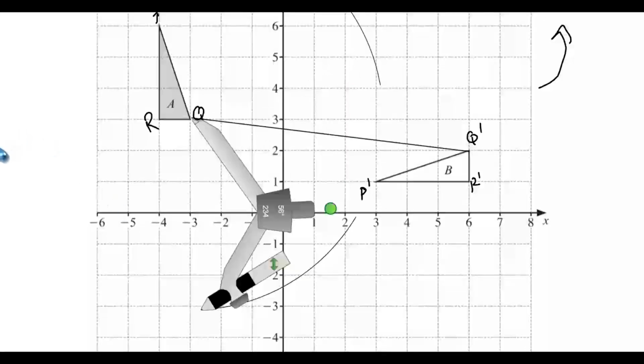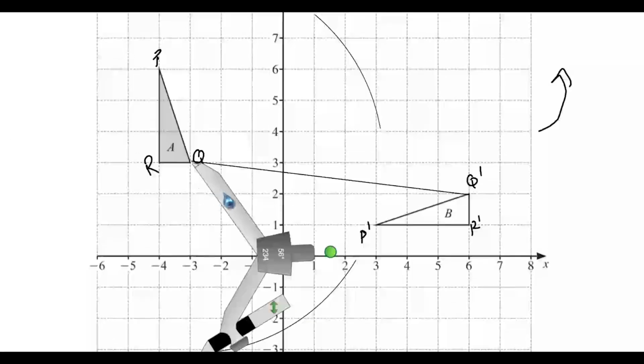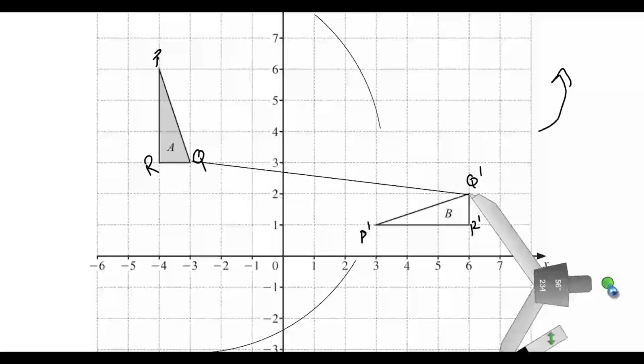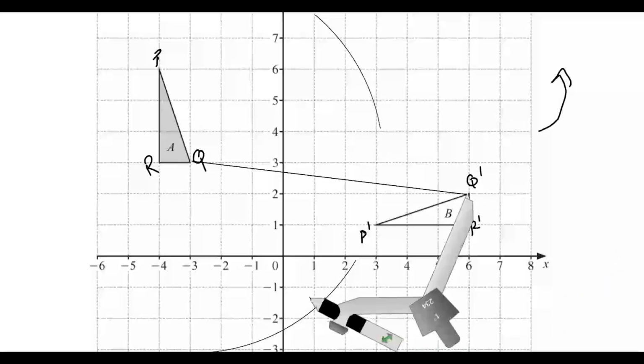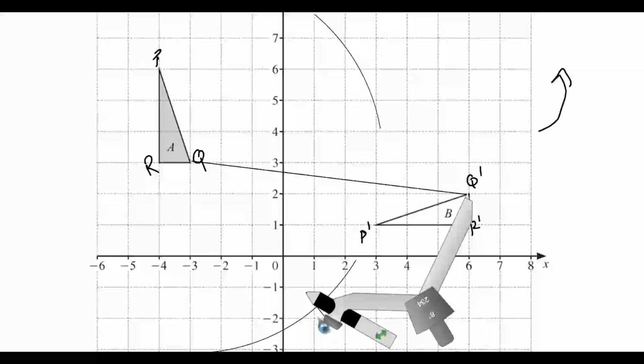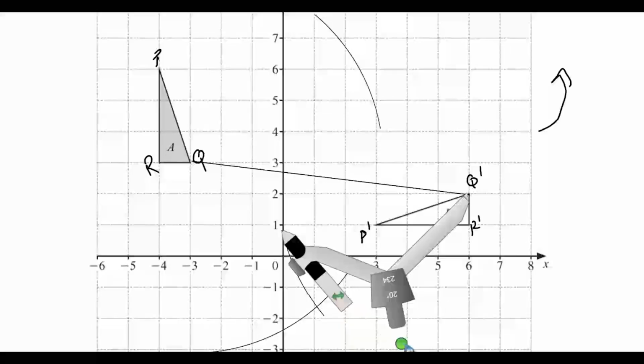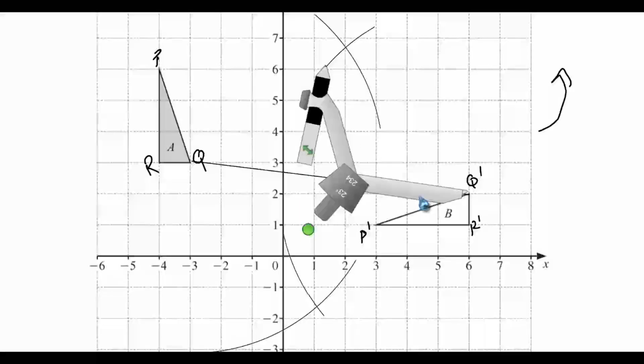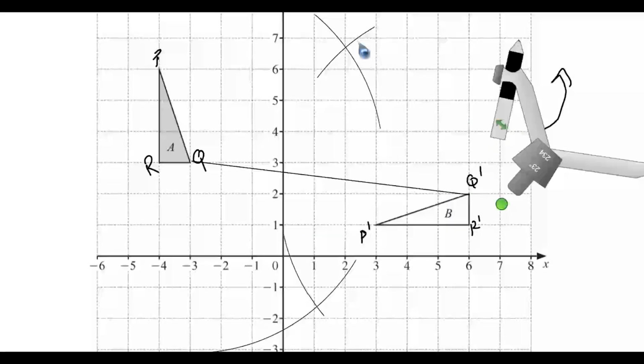Good. With the same radius, center at Q prime, we intersect this. Let's shift this up. Then we also intersect this one here. So that will be the first bisector. Let's connect them together, so we draw a line like this. We may need to extend this one later.